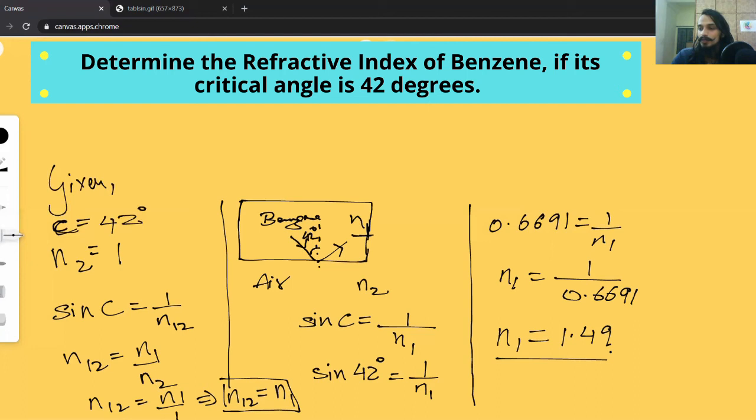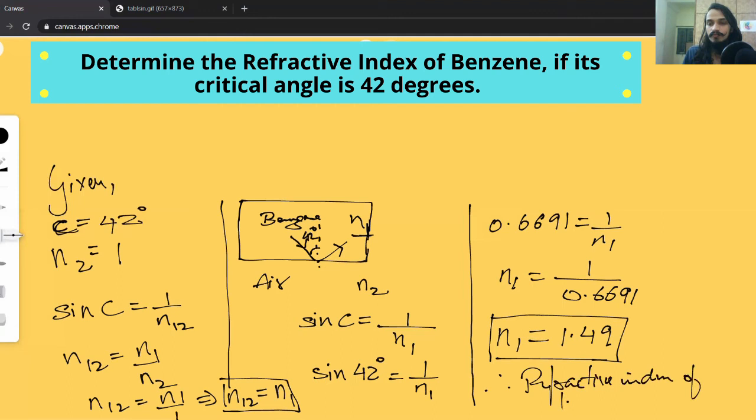One divided by 0.6691 gives 1.4945, which is essentially 1.49. Round it off to two figures. So once we have calculated this, we know for sure that the N1 value is 1.49. Therefore, the refractive index of benzene is 1.49.